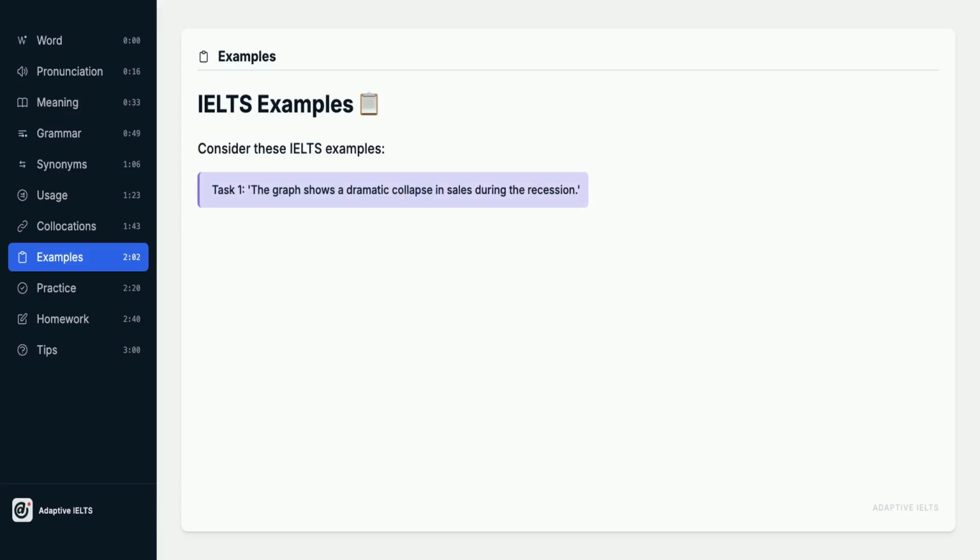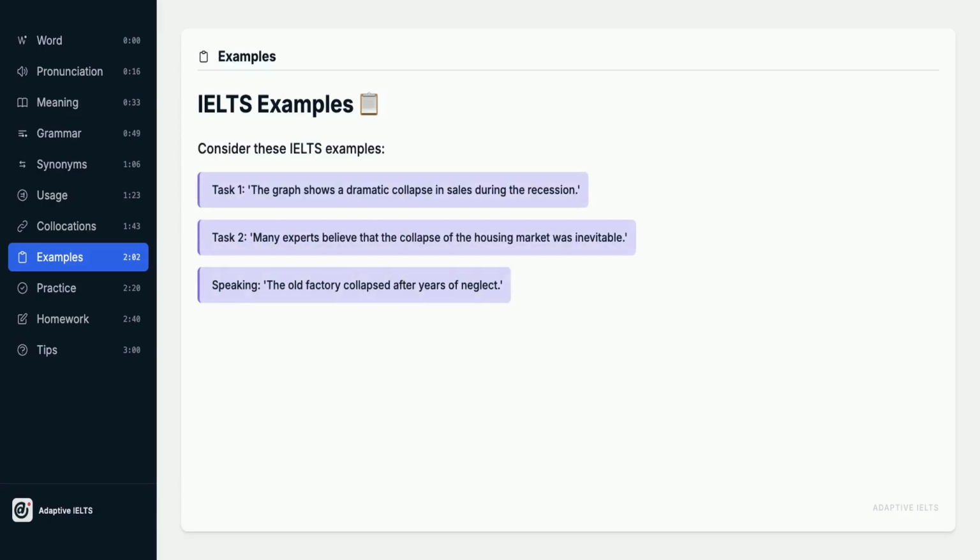Consider these IELTS examples. Task 1. The graph shows a dramatic collapse in sales during the recession. Task 2. Many experts believe that the collapse of the housing market was inevitable. Speaking. The old factory collapsed after years of neglect.